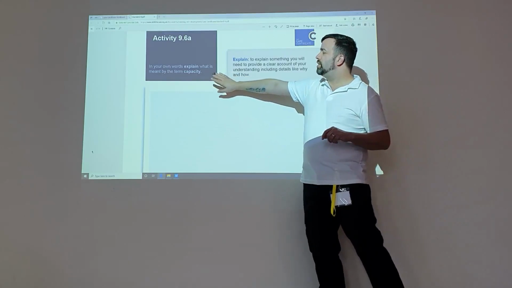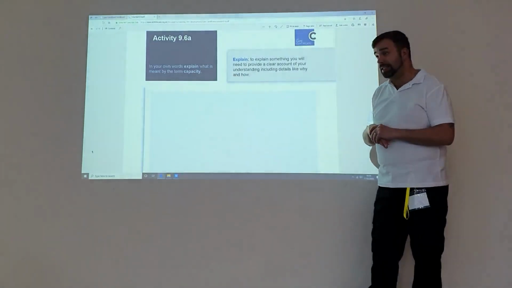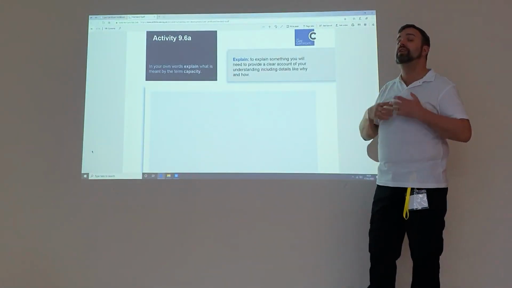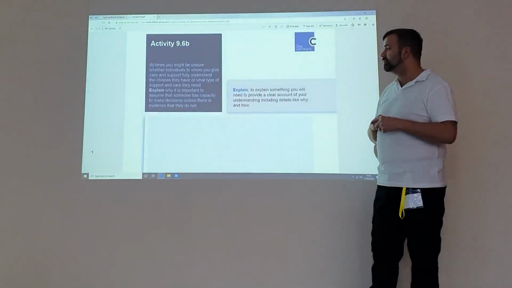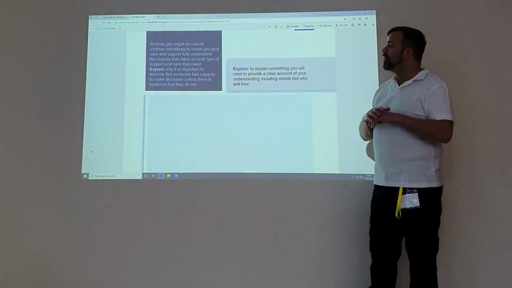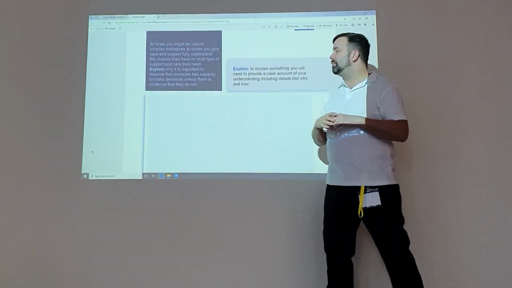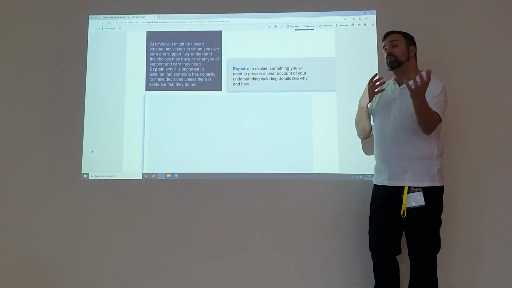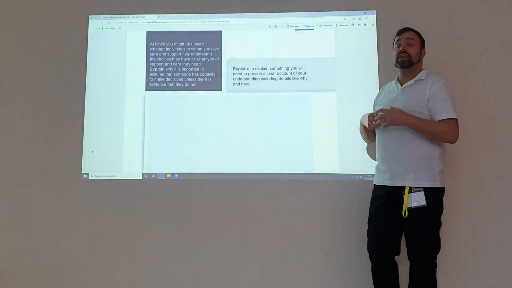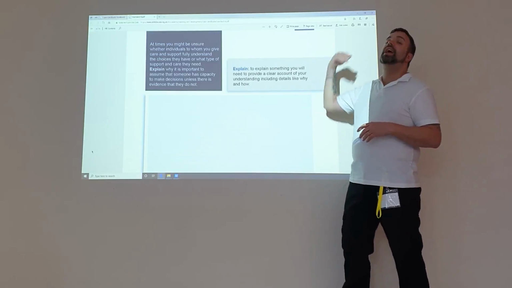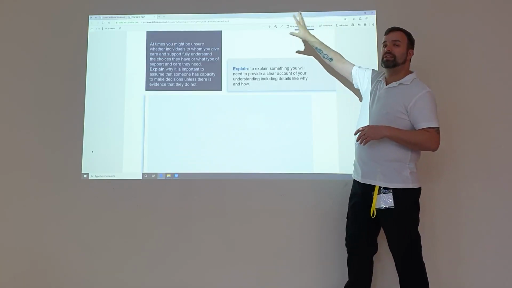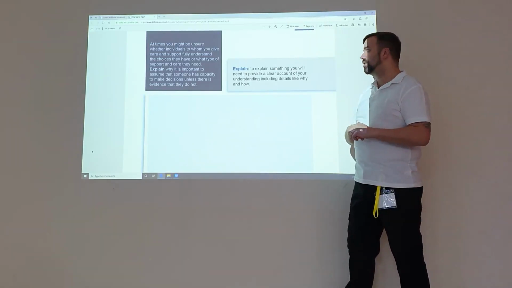This one, in your own words, explain what is meant by the term capacity. So think about the right to choose, think about consent and understanding. In this one, you're going to explain why it's important to assume that somebody has capacity. So we go back to what I originally said. Everyone is assumed to have capacity unless otherwise stated, and further up we looked at some of the things that are associated with that.